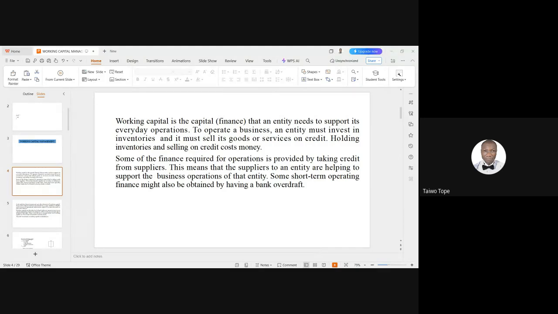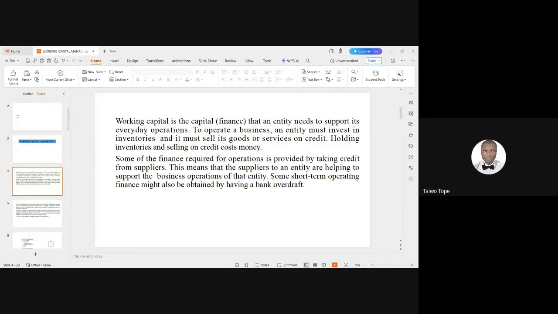So you can look at it in another way. Effect of excess working capital. When we have excess working capital, what do you think might be the effect to an organization? Okay, so the profitability of the company will be reduced because there will be tied up capital, funds that are not used for operation or investments, thereby reducing the profitability of the company.